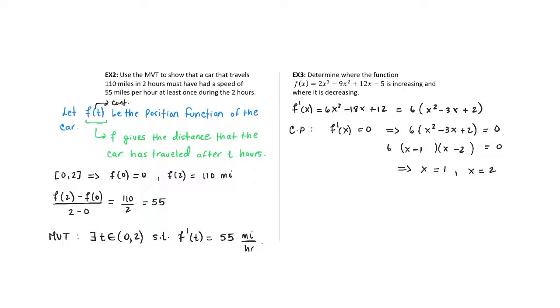And these are valid critical points because my function is a beautiful polynomial. A polynomial is continuous and differentiable everywhere. So x equals 1 and x equals 2 are points in the domain of f of x, so they will remain valid critical points.